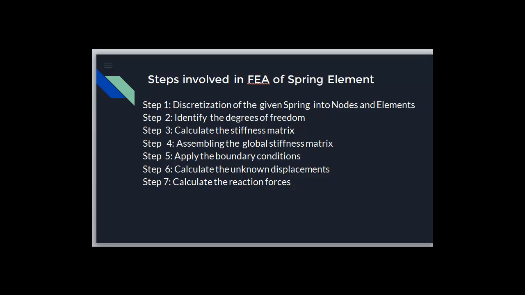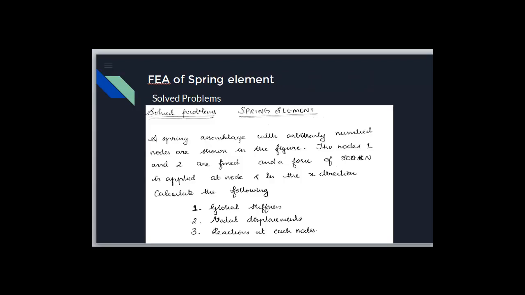So using this step-by-step procedure, let us take a solved problem in spring element. And by using FEA equations, let us now look at the solved example of a spring element. A spring assemblage with arbitrarily numbered nodes is shown in the figure. Node 1 and node 2 are fixed and a force of 500 kN is applied at node 3 in the x direction. Calculate the following: global stiffness, nodal displacements, and reaction at each node.